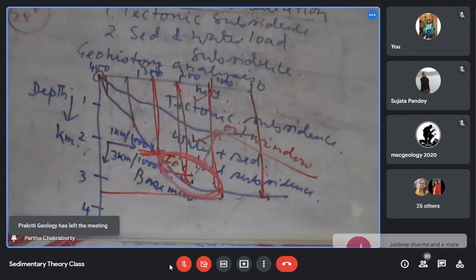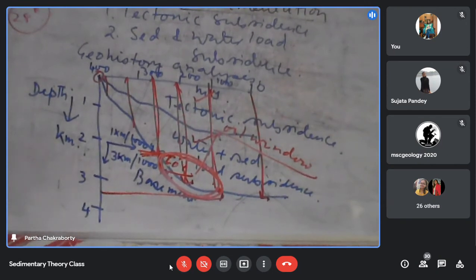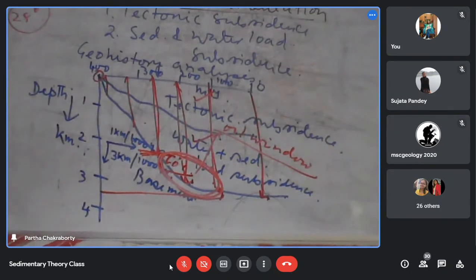Now, this is the more applied part that I have discussed. I will not go into it more, because the applied part is not part of this course. For the applied part, there is a special course.